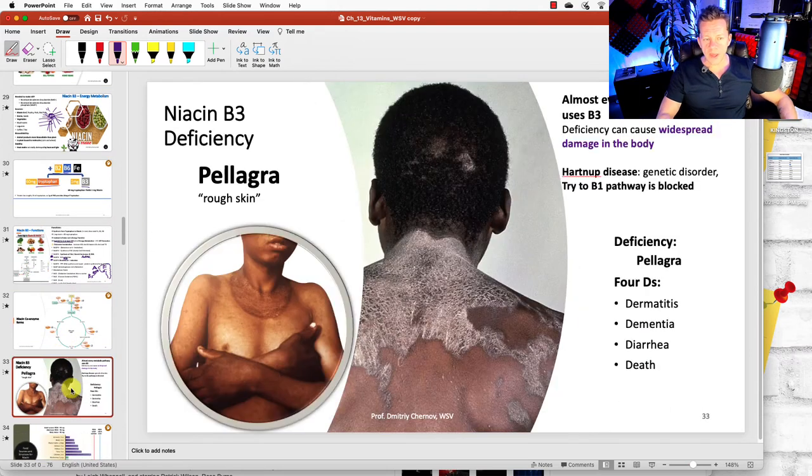So let's look at the deficiency of vitamin B3. Pellagra, rough skin. Just by looking at this, we call it the 4Ds, right? The 4Ds. That's the progress of a deficiency of this particular vitamin.